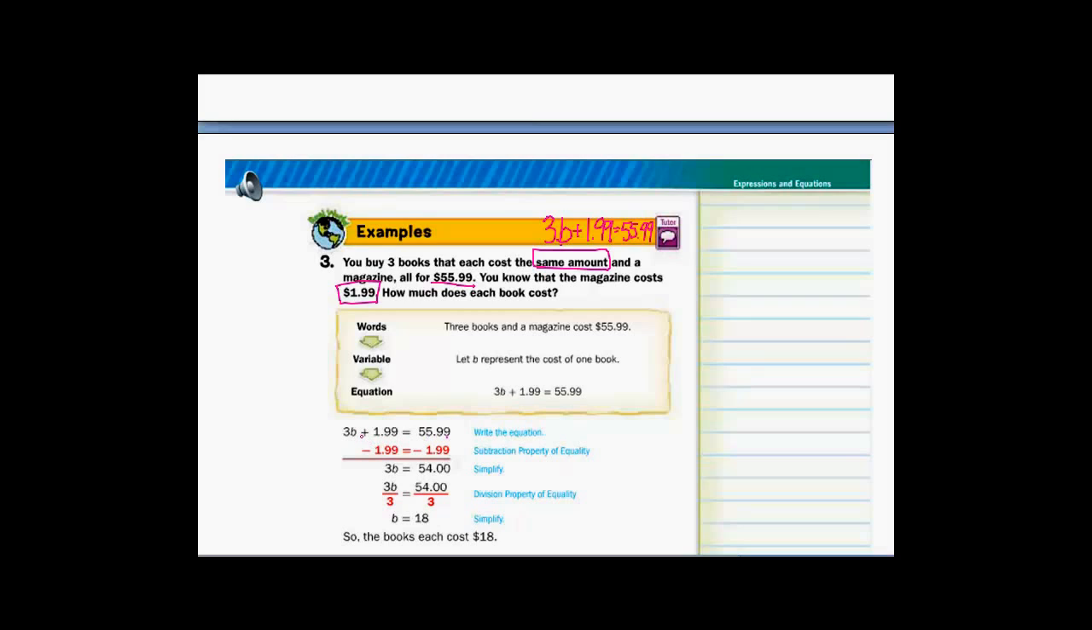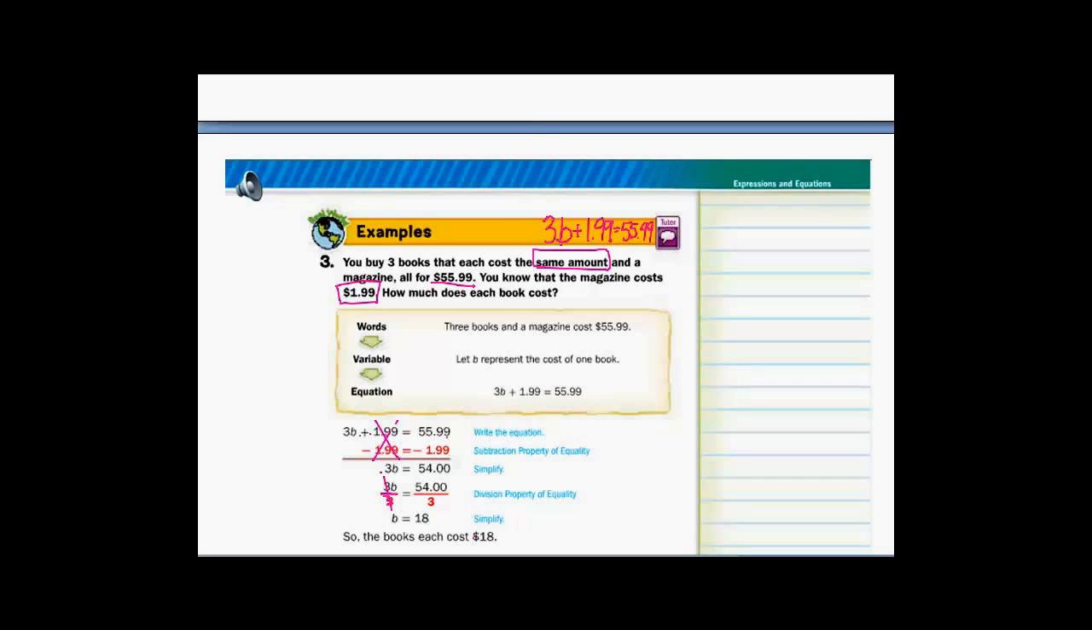So since this is a positive and add 1.99, we need to subtract from both sides. That cancels out, leaving us 3B equals 54. Divide both sides by 3. So that will cancel, leaving just a B. 54 divided by 3 is 18. So each book costs $18.